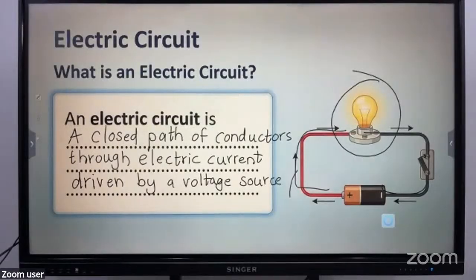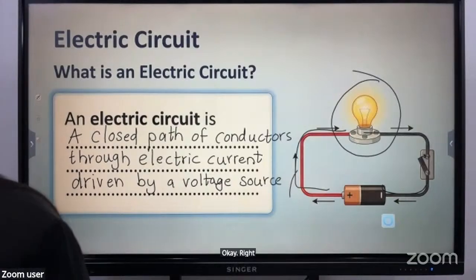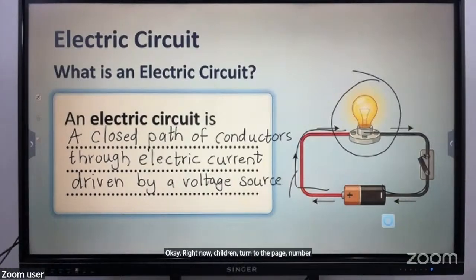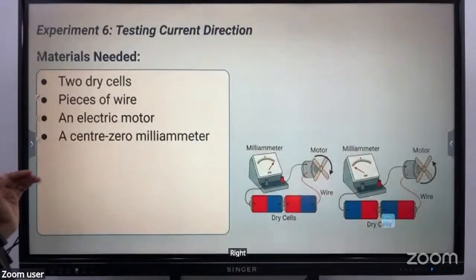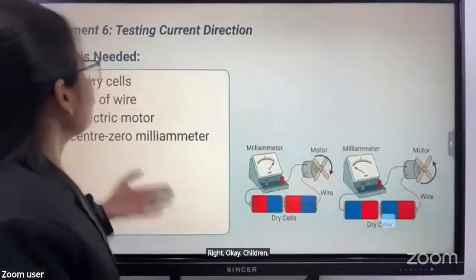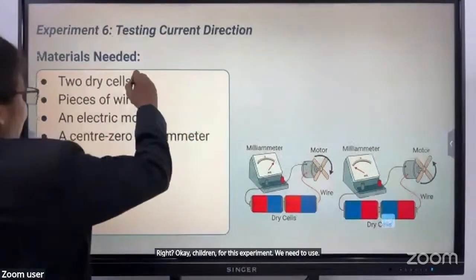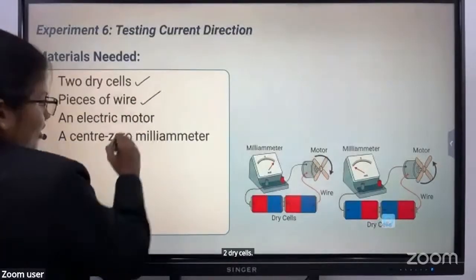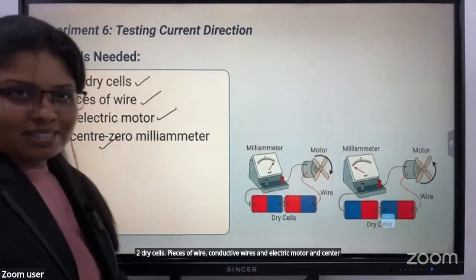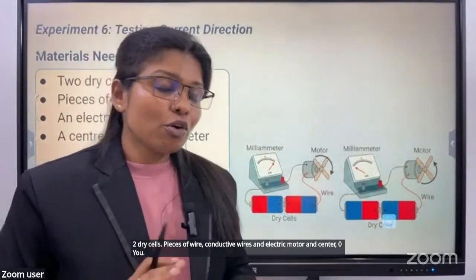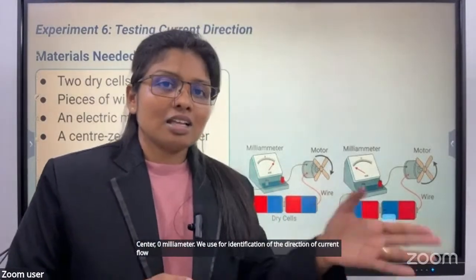Okay, right. Now children, turn to page number 24, testing the current direction. Right? Okay. Children, for this experiment, we need two dry cells, pieces of wire, conductive wires, an electric motor, and a center-zero millimeter. You know for what we use the center-zero millimeter.